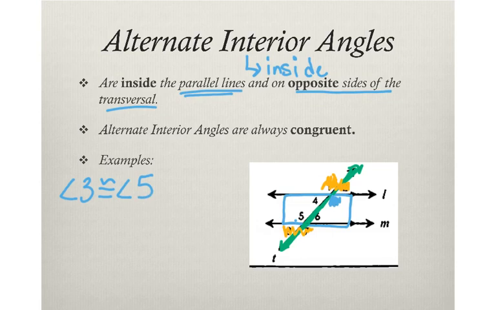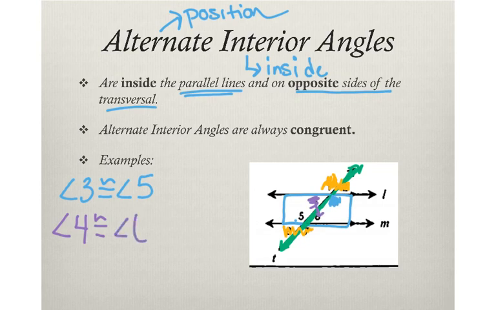Okay, so in between your parallel lines, alternate. So you want the alternate position, if you want to think about it. So alternate position. That helps you too. So then if I say angle 4, angle 4's alternate interior angle then would have to be, if you notice, I just drew an arrow for you guys, angle 6.